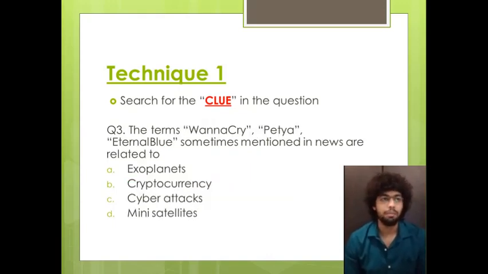The terms WannaCry, Petya, Eternal Blue, sometimes mentioned in news, are related to exoplanets, cryptocurrency, cyber attacks and mini satellites. Once again, if you have a glance at the words that are given in the question, that is WannaCry, Petya and Eternal Blue, then these words sound a bit negative and pessimistic. So no one would give these sort of names to an exoplanet that has been discovered, or some cryptocurrency that has been invented, or some other new mini satellite that has been launched. So these words Petya, WannaCry and Eternal Blue might be the names of some cyber attack. So you see, the answer for this question is option C, that is cyber attacks.